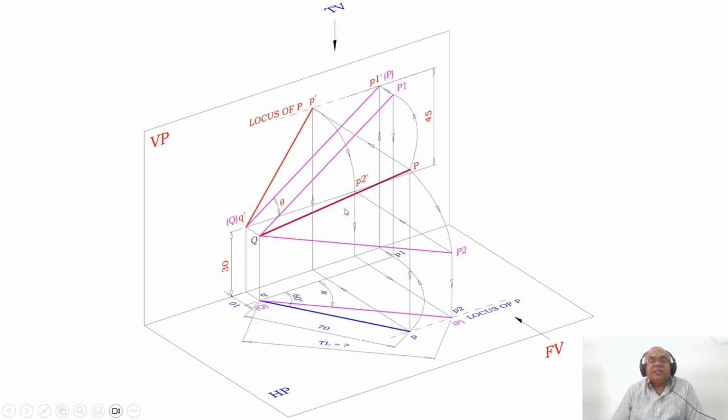So when you are doing like this in space, what happens to the image? The image is also getting rotated. With Q dash as center, taking the radius of Q dash P dash, you are rotating so that both Q dash and P2 dash are above HP by 30. Obviously, that is the line which is parallel to XY in the front view. Correspondingly, in the top view, you are getting the true length. So you mark that point as capital P and capital Q.